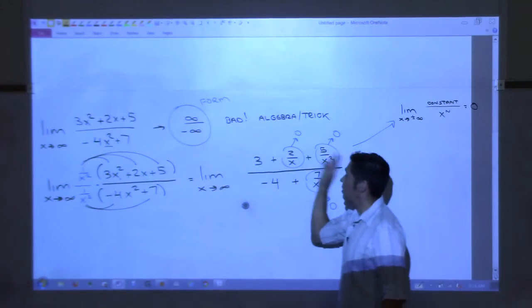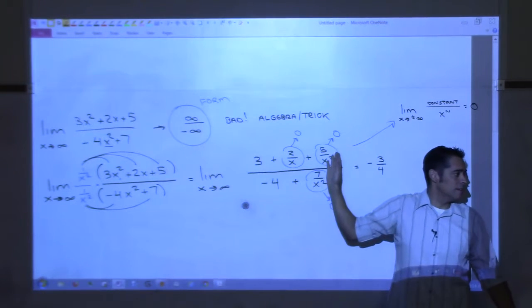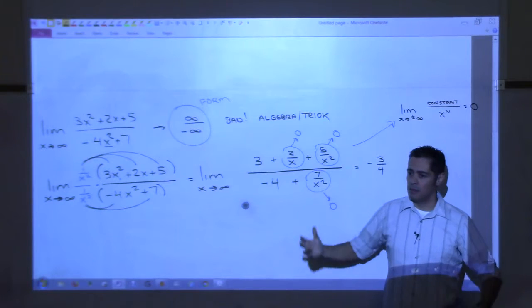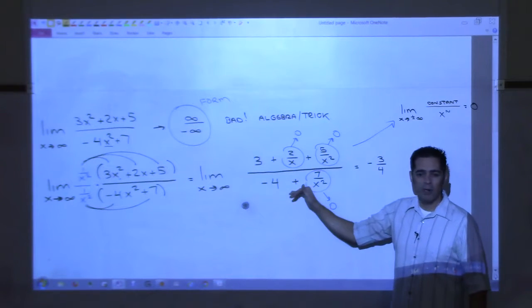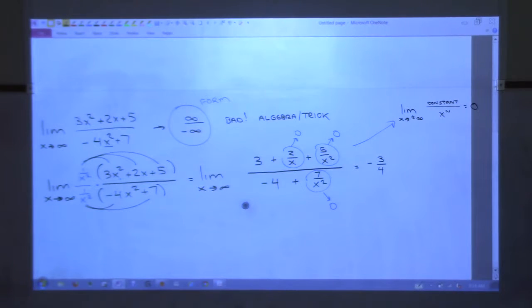And then whatever happens on the numerator doesn't matter to us. Because if it turns out to be 0, that's okay. If the numerator is 0, we're done. 0 over a number, we're done. 0. Okay, hopefully that makes sense.